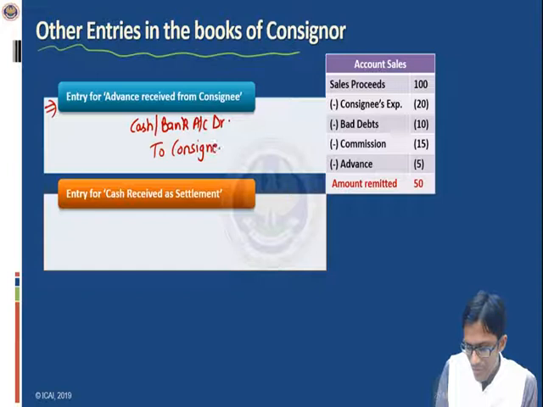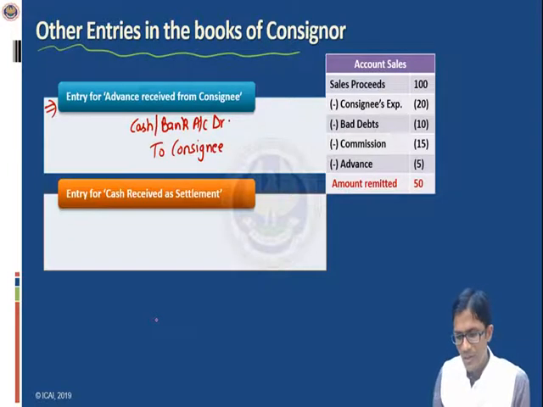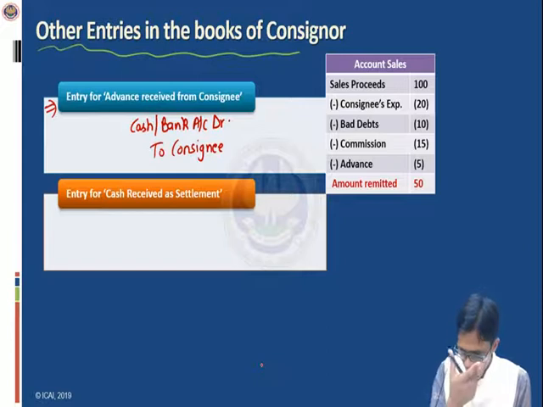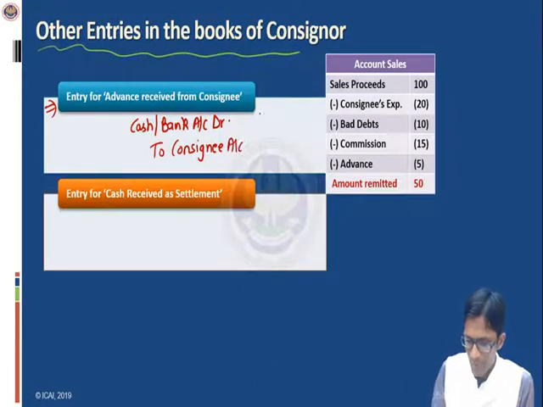Because this advance money received will be treated as a kind of liability for consignor. Because this is not actually the amount which belongs to consignor. This is just an advance. It will be later on adjusted. That is why this is treated as a liability right now for the consignor. Okay. That's why consignee's account is being credited, because it is a liability.